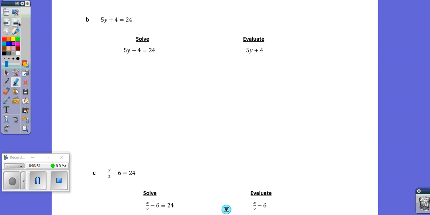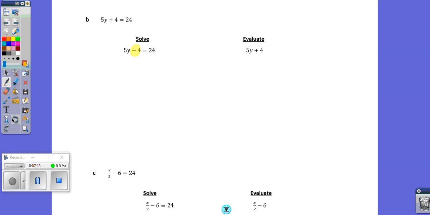So we are asked to solve 5 times y plus 4 is equal to 24. We're trying to get y by itself. So there's two numbers we have to get rid of. We have to get rid of the number 4, that's a positive 4, and we also have to get rid of the number 5. So that's a two-step equation here. We'll start with 4.